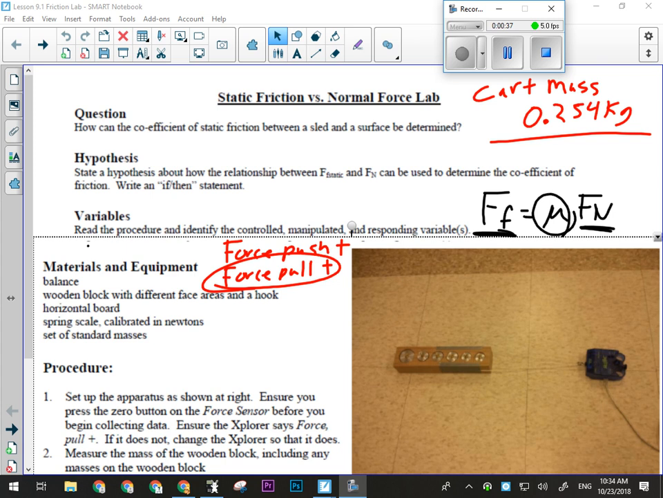And as a result of changing the weight, we change the normal force as well. On each trial with a different mass, we will also measure how much force is required to overcome static friction. In other words, we'll measure the force of static friction in each trial.